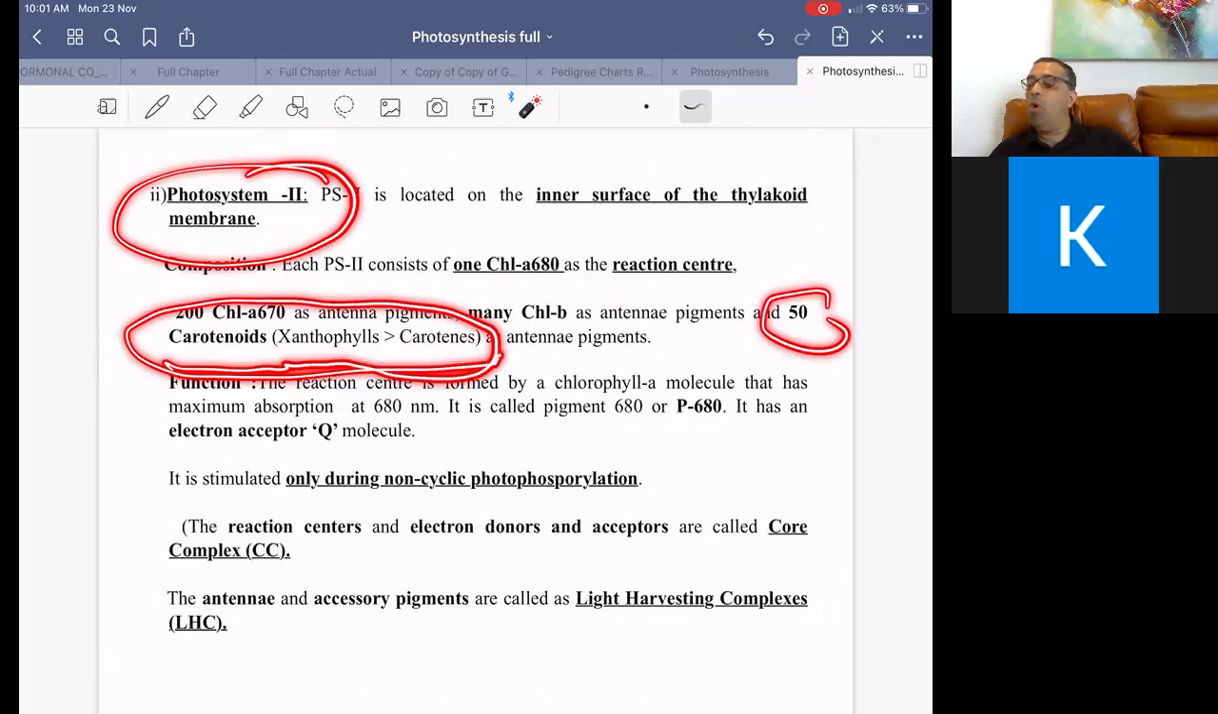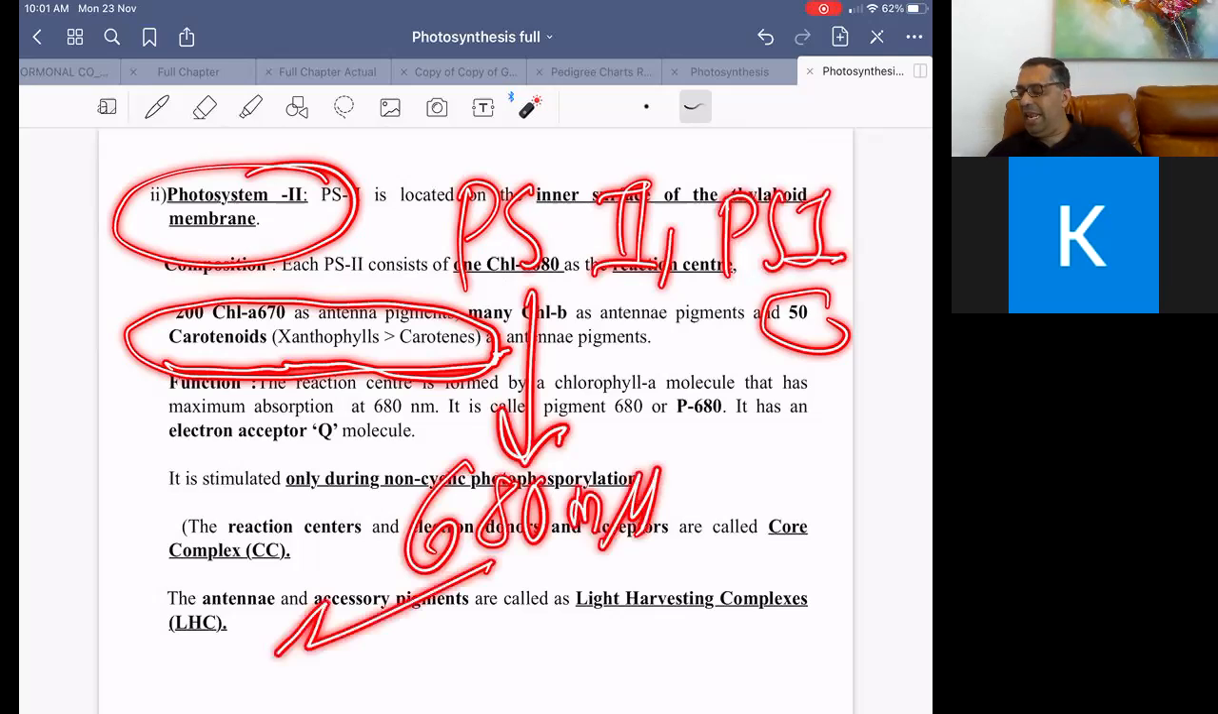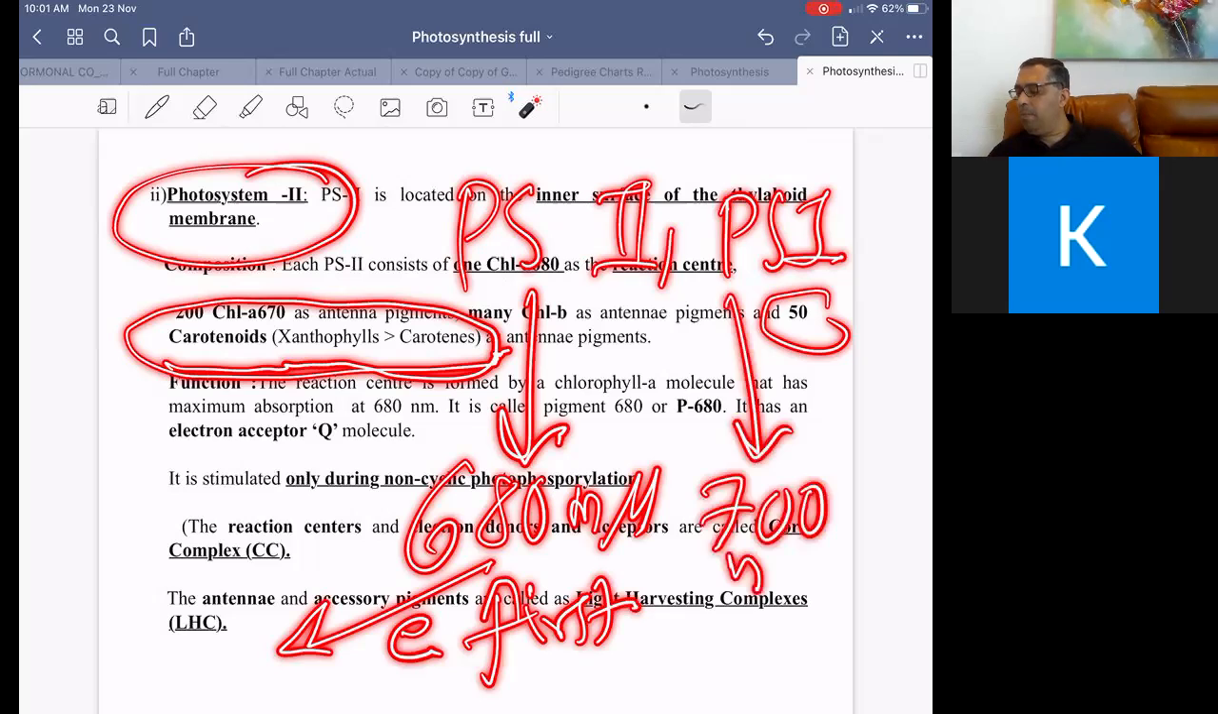Most importantly, who will expel an electron first, PS2 or PS1? PS2. What is its excitation wavelength? 680 nm. So it will expel the electron first. And PS1 is 700 nm, so it will expel electrons later.